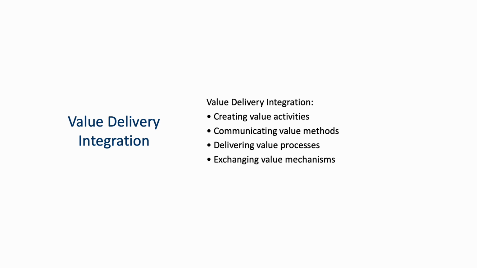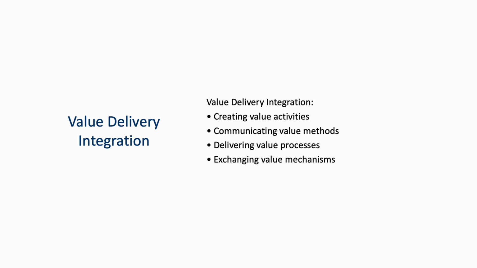Successful delivery requires coordination across multiple functions and partners to ensure consistent, reliable value delivery. Exchanging value mechanisms facilitate the transfer of value between buyers and sellers through pricing strategies, payment systems, and transaction processes. This includes not just financial exchanges but also the broader relationship management that enables ongoing value creation. Integration across these four activities is crucial for marketing success, as customers evaluate the entire experience rather than individual components.